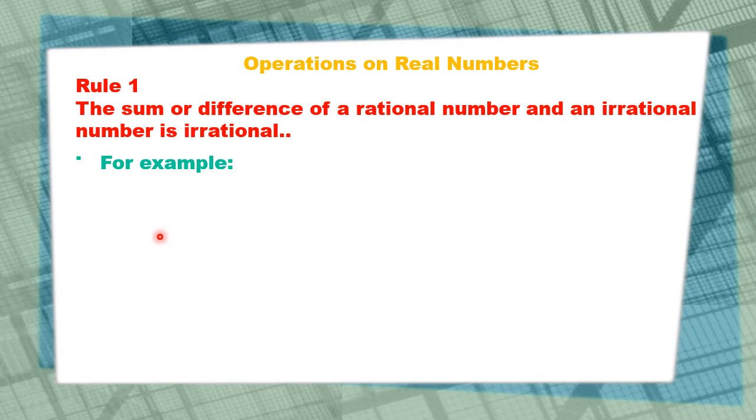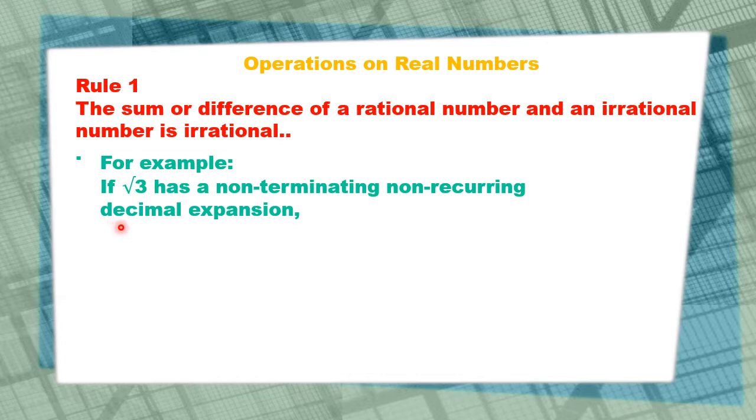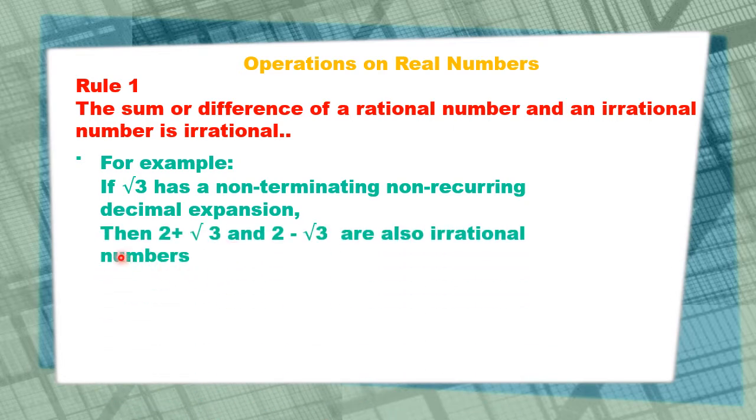For example, if root 3 is a non-terminating, non-recurring decimal expansion, it means which type of number is it? Any guesses? It is an irrational number. Then 2 plus root 3 and 2 minus root 3 are also irrational numbers. Here you can see that 2 is a rational number.